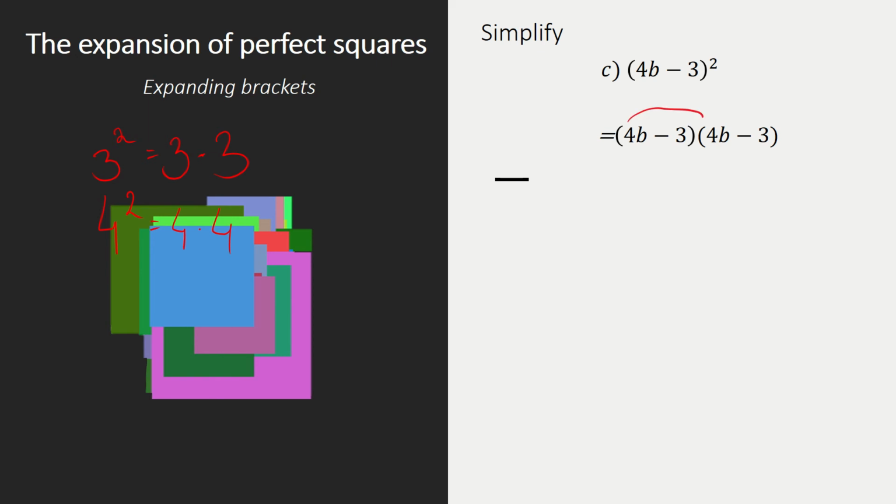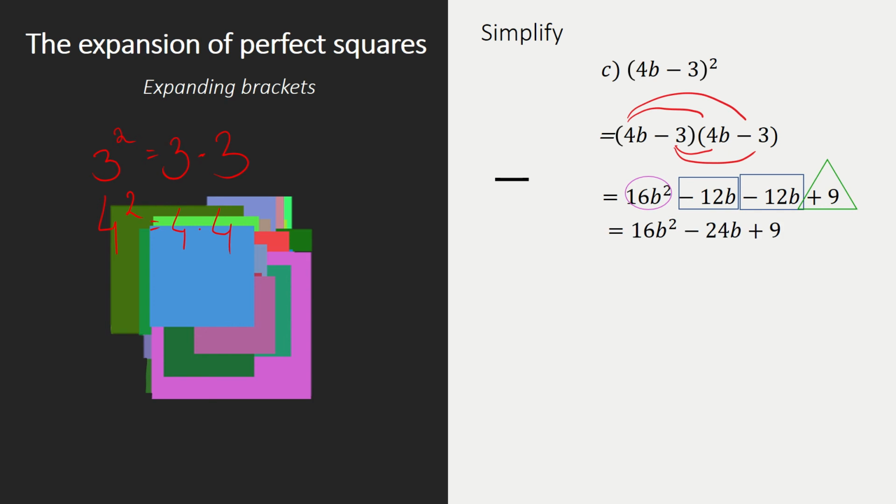We're going to expand the brackets again. So 4b times 4b is 16b squared. 4b times minus 3 equals minus 12b. Minus 3 times 4b is minus 12b. And minus 3 times minus 3 equals plus 9. Again, highlight your like terms. And you can see that minus 12b and minus 12b are like terms. So what you get is 16b squared minus 24b plus 9.